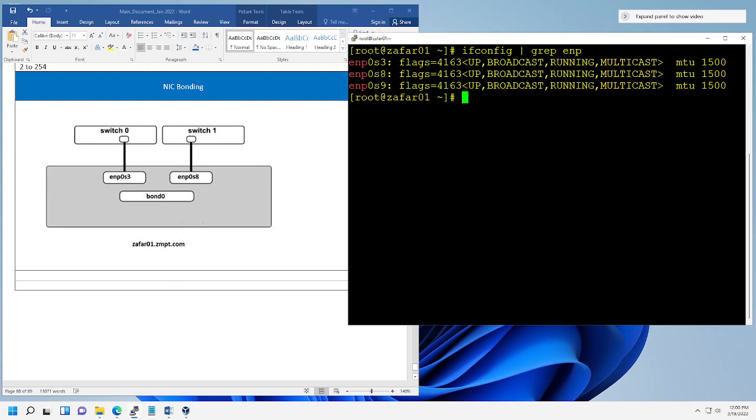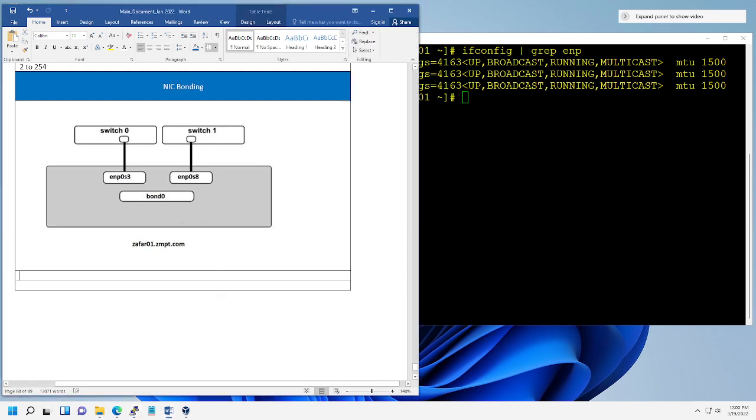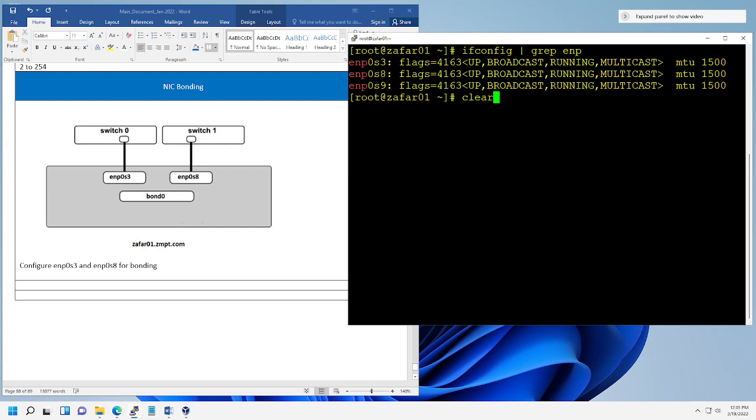Okay, so we're going to have to configure ENP0S3 and ENP0S8 for bonding. Bonding means we're bonding them together. That's all it is.